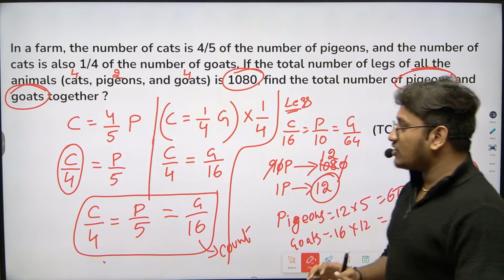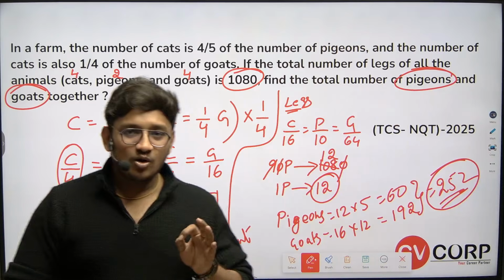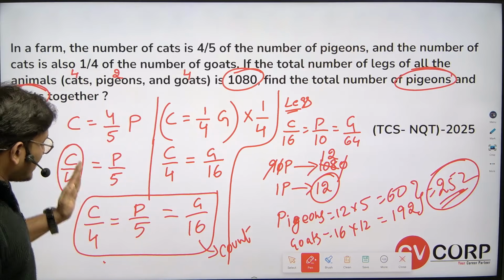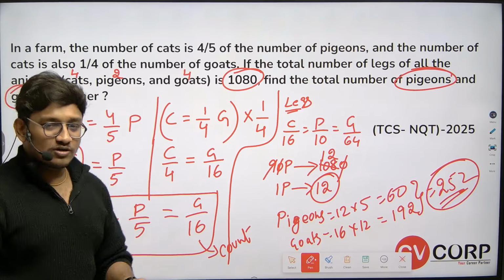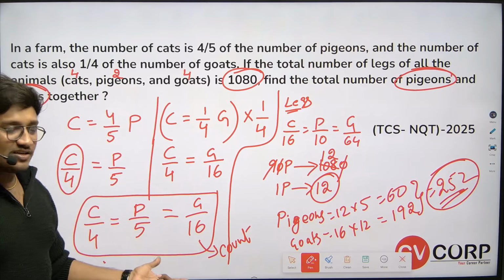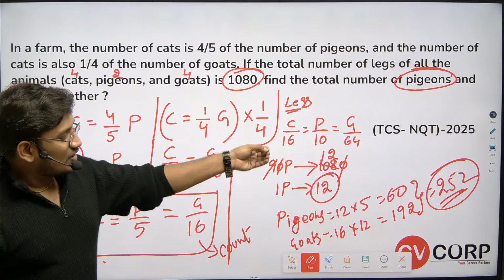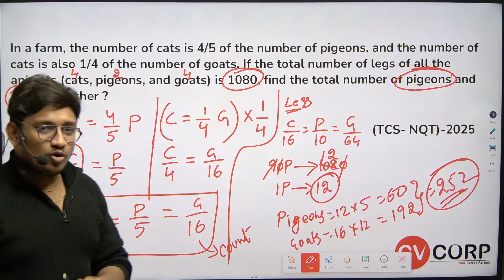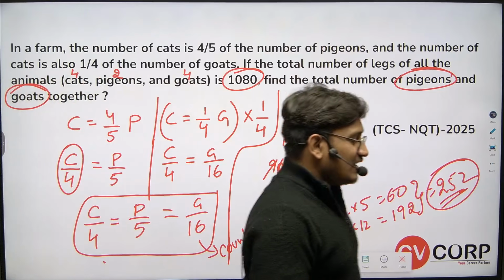I hope you all are clear with this particular question. The only logic that you need to understand is how to frame the relation between cat, pigeon as well as goat. If you know how to frame this relation, it is a matter of just 1 minute, just to substitute and match up the ratios. Hope you all are clear with this question. Let's move on to the next one.